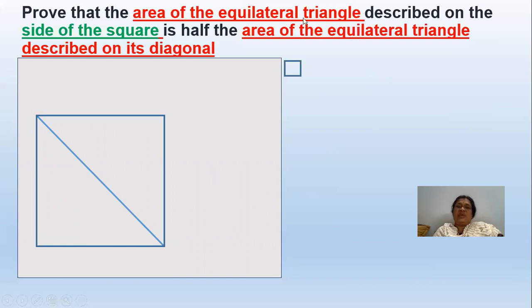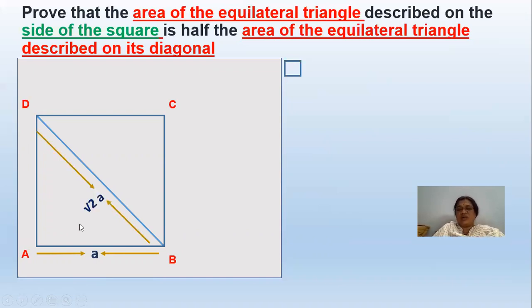So the area of the equilateral triangle described on the side of the square. When you take any side, these are the vertices. The square side length will be A units, and the diagonal. In a square, if we know the side, you can easily find out the length of the diagonal, isn't it? The length of the diagonal will be root 2 times the side. The square side is A centimeters, so the diagonal length will be root 2A. So this one is root 2A.